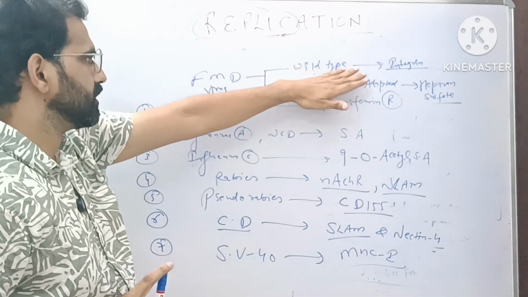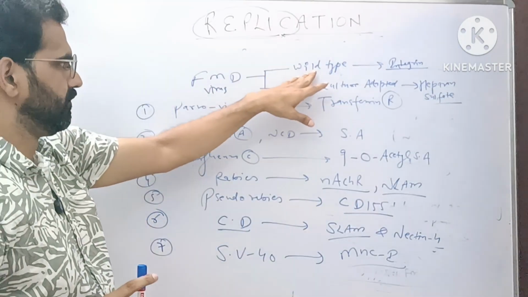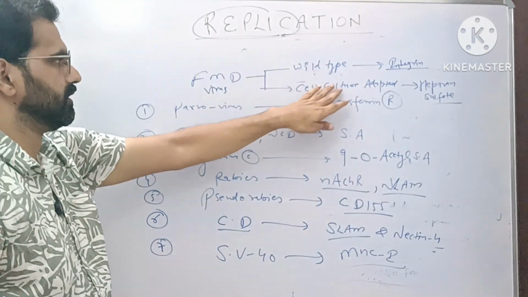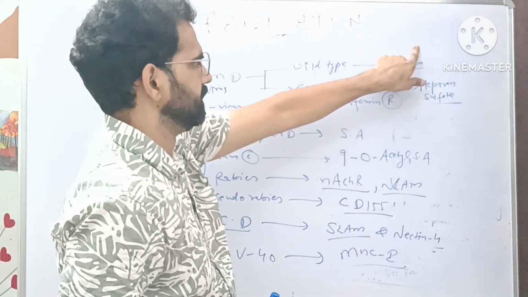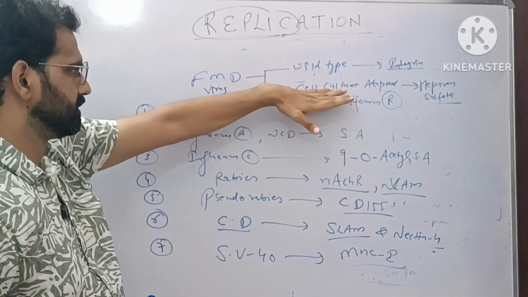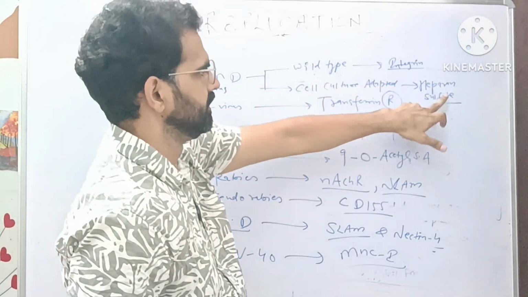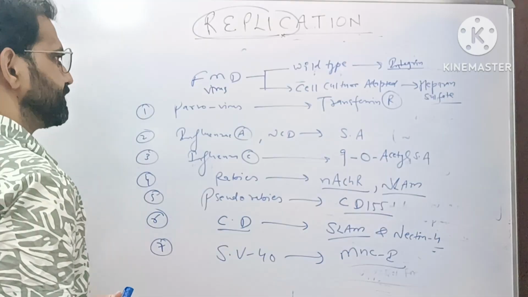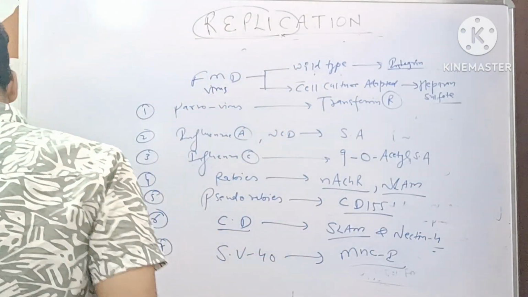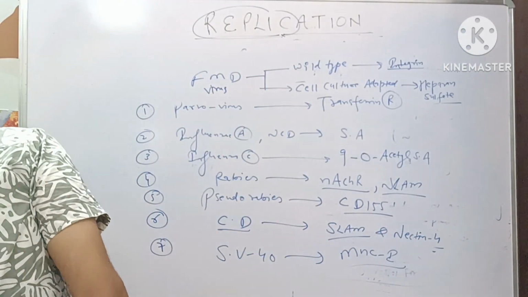If it is not specified whether the FMD virus is wild type or cell culture adapted, then the answer will go to integrins. If it is specified that the virus is cell culture adapted, then it will be heparan sulfate. So this was about the attachment step.